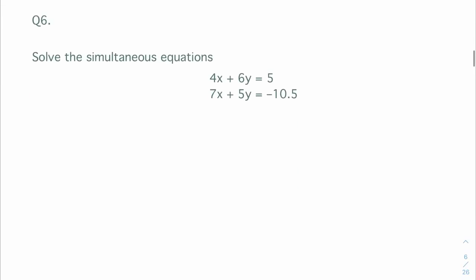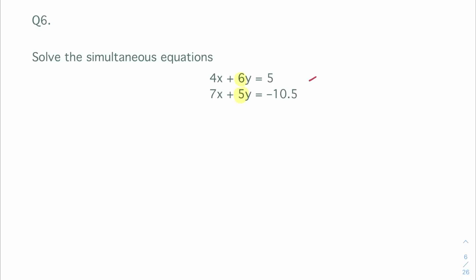Okay, on to our next question. Okay, so we have got some simultaneous equations, and we've also got negative numbers involved. So when we're doing simultaneous equations, I like to make the coefficient of y the same, but of course you can do this with the coefficient of x as well. So I'm going to focus on these two numbers.